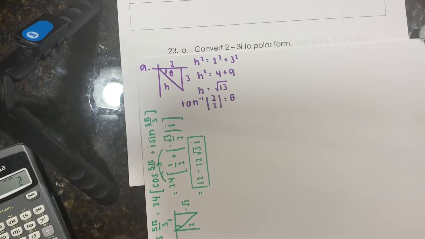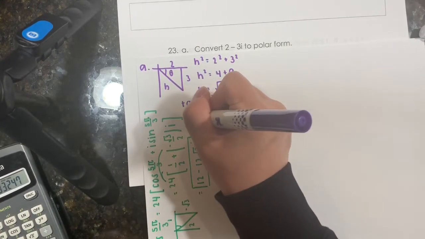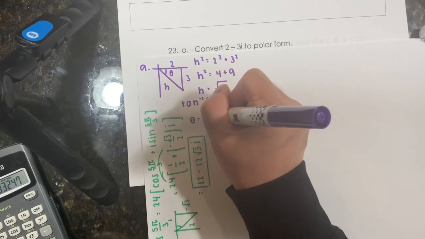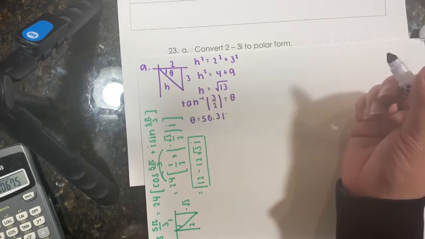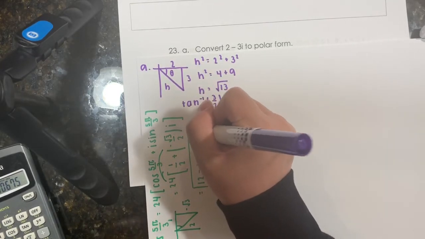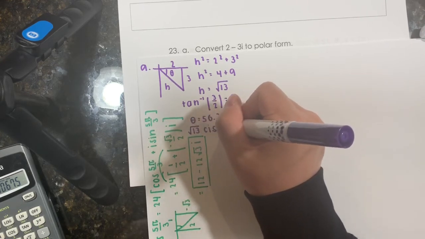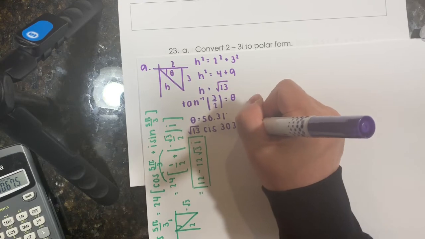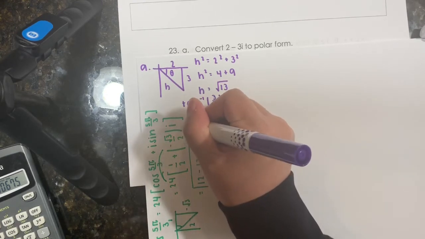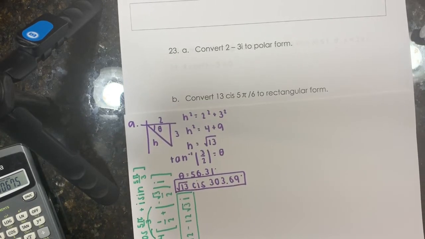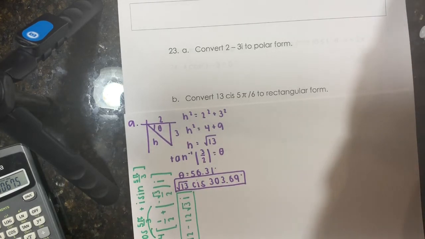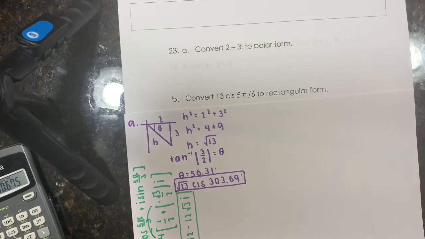Now you're going to go 3 divided by 2 equals, then second tangent, and that would give you 56.31. But we do need to subtract that from 360 because it's in quadrant 4. So my answer is going to be square root of 13 CIS 303.69 degrees. Now remember, CIS just stands for cosine plus i sine. So when we're asked to write this in rectangular form, that means they're asking us to expand it.